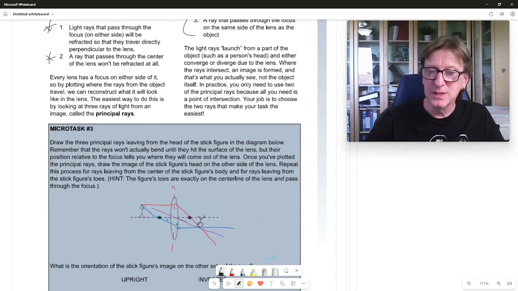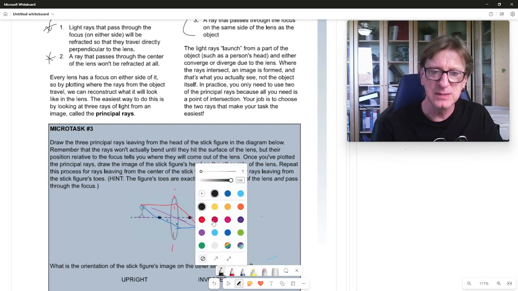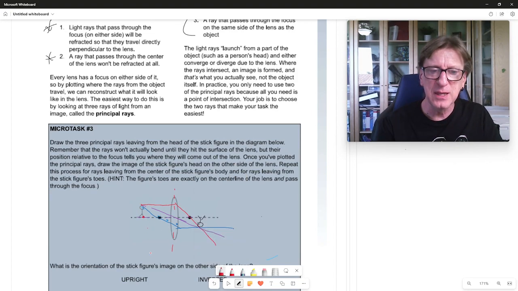And you see that because that's the top of his head. His feet, though, and this is the clue that we're giving you here, the feet, the toes, are exactly on the center line. And they also pass through the focus, don't they? So let's draw our principal rays for that. And you're going to see that that one's actually kind of a trivial case. But if I have red here, so here's his feet. We're going to look at the light coming from his foot.